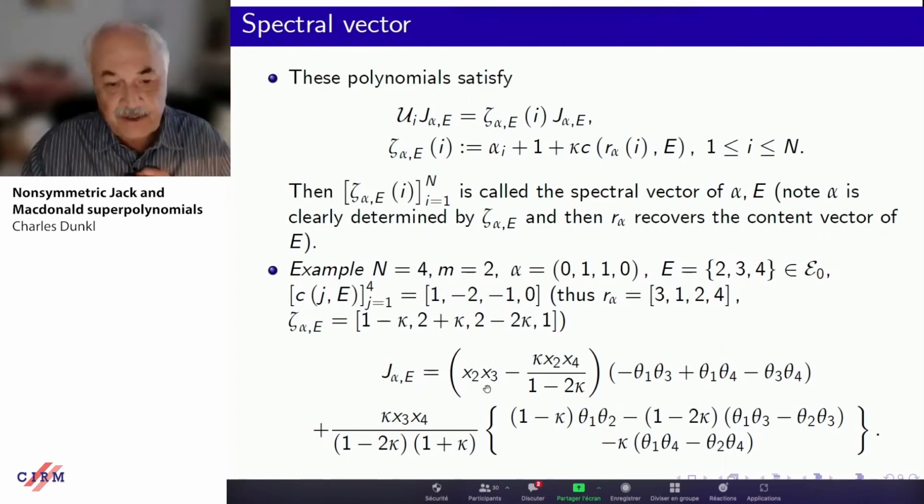And so here's the x2 minus x3. This is its coefficient, and then here's the other stuff. And once again, notice that we have both positive and negative poles in terms of kappa.